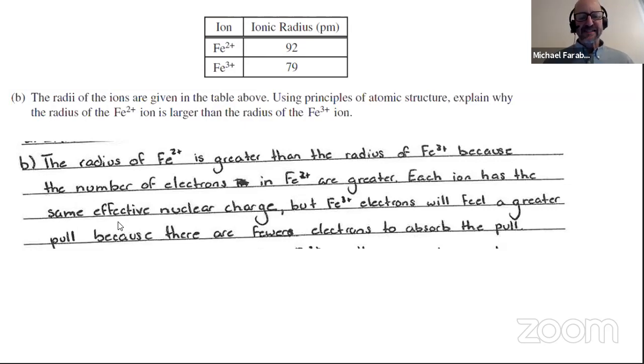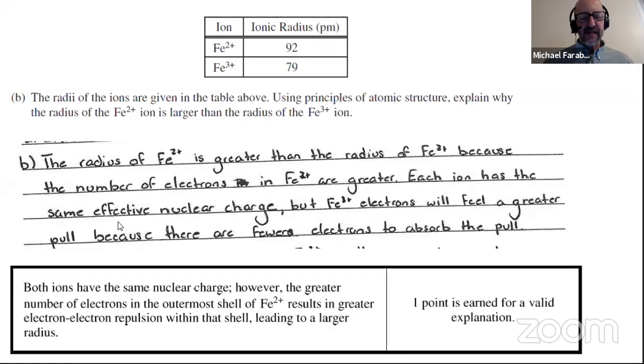Think about what that student said that was correct and incorrect, and how you would fix it, and how you would phrase an appropriate response to this question. All right, what they failed to mention is electron repulsions. So they were correct in that both ions have the same nuclear charge, but this idea that there is a greater pull because there are fewer electrons is not at the heart of the question. It's the fact that iron 2+ having an extra electron experiences greater electron repulsions in the outermost shell. And so by not mentioning that, the student did not earn the point for this question.